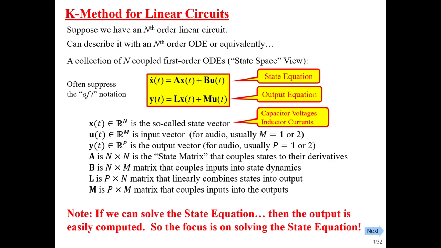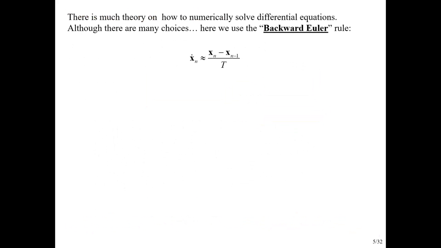So if we can solve this state equation, given A and B, given an initial state and given the input, if we can figure out how x evolves over time, then all we need to do is plug that solution in here, plug our input in here, and we know what the output does over time. So the real focus is on solving the state equation, and then the output just follows from there. That's kind of the beauty of state space.